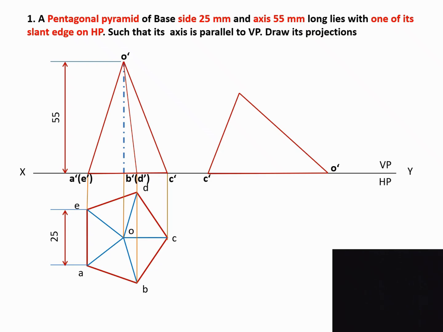What they are going to say is one of its slanting edges is on HP. So this is that slanting edge. We have to tilt the shape and make it lie on HP. So we have to draw it like this. Mark all the points, measure all the points, mark all the points.